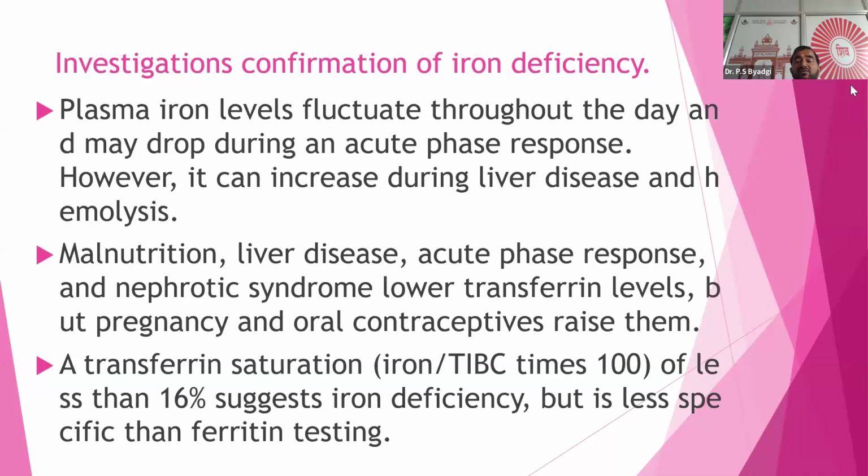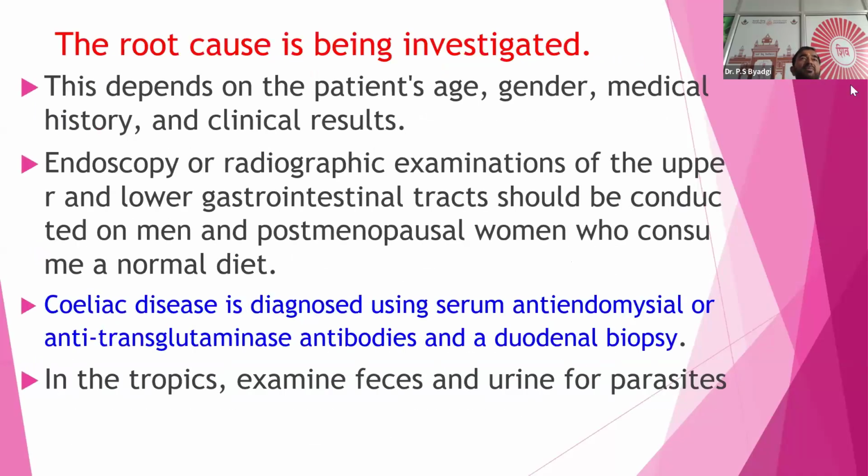But in case of pregnancy and oral contraceptives can raise them. A transferrin saturation, especially the iron and the TIBC times 100 of less than 16, suggests iron deficiency, but is less specific than the ferritin testing. So serum ferritin is one of the important tests for the diagnosis of iron deficiency anemia. So this all depends on the patient's age, gender, medical history, and the clinical results.